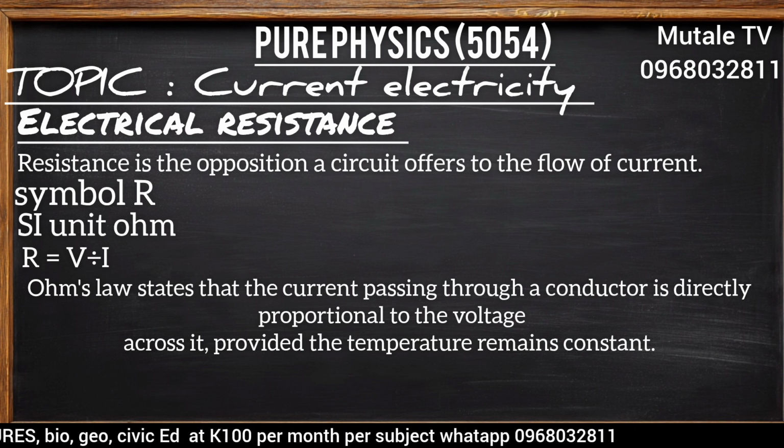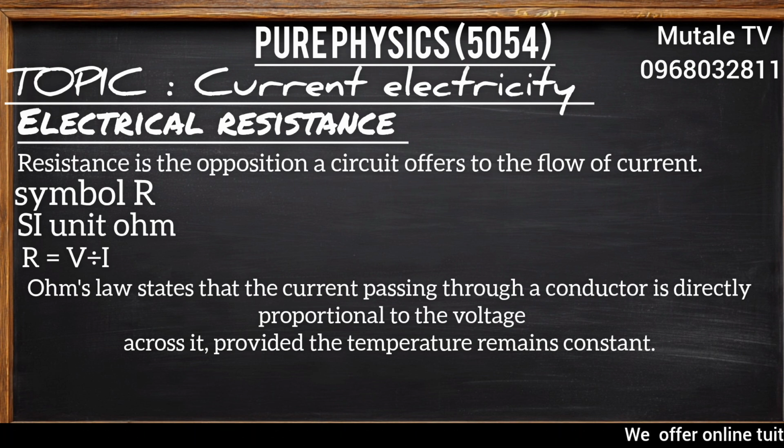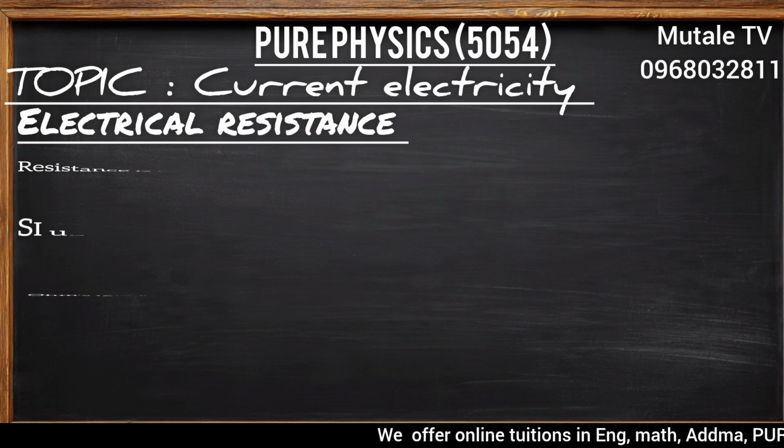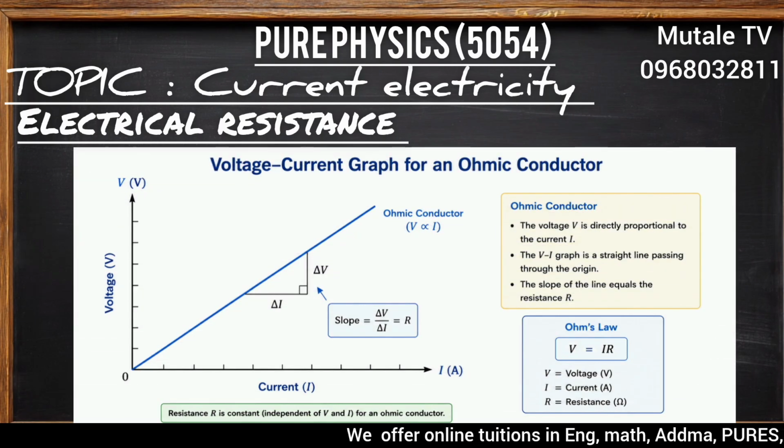So some components such as the bulb and heaters naturally have resistance, and any device built specifically to provide resistance in a circuit is called a resistor. A specific type of resistor whose resistance can be adjusted is called a what? A rheostat. If you plot a graph of voltage against current for a conductor that obeys Ohm's law, you get a straight line passing through the origin, and the slope of that line gives you what?